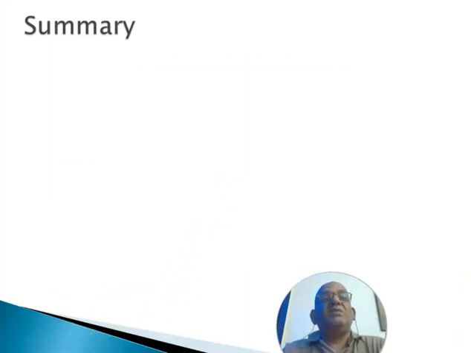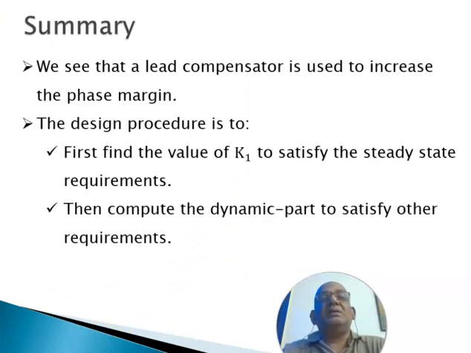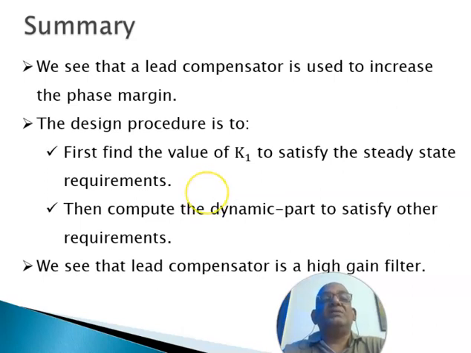In summary, we see that the lead compensator is used to increase the phase margin. We have computed the maximum phase that a lead compensator can offer. And we saw that in a nutshell, the design procedure is to find the value of K1 to satisfy the steady state requirements, then compute the dynamic part to satisfy other requirements. We see that the lead compensator is a high pass filter.